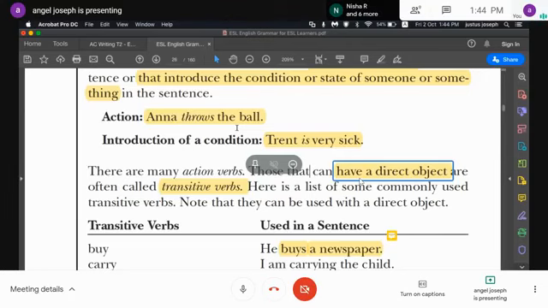Let's take an example. In this example, Anna throws the ball, right? So what did Anna throw? If we ask ourselves this question, what did Anna throw? Anna threw the ball. Ball. Okay. Now, how do we identify an indirect object?